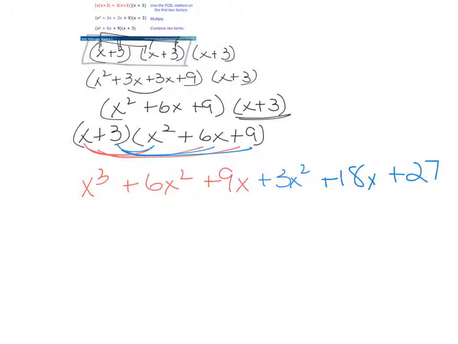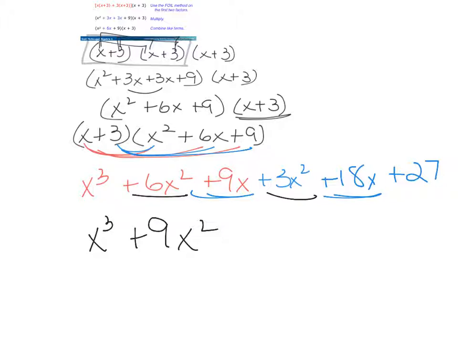And now I'm going to go back and group my like terms. Nothing to group with the x to the third. I can group an x squared here and an x squared here. And then go back and grab the x's. So 9 plus 18 gives me 27x, and then plus the 27. So if you've got more than 2, take them 2 at a time. Get an answer, and then distribute it with the next one.